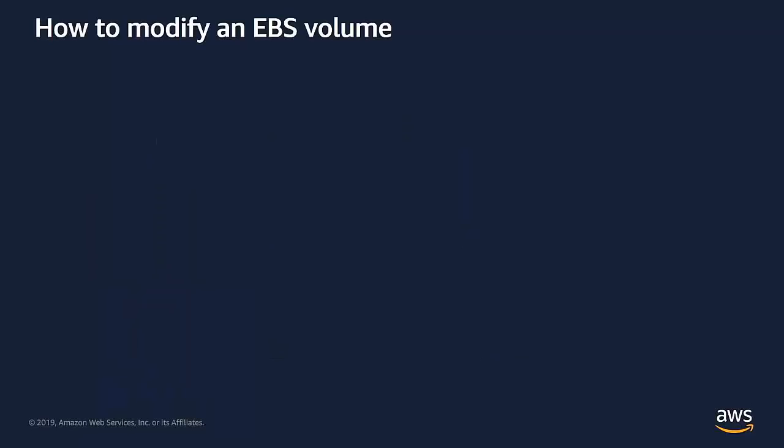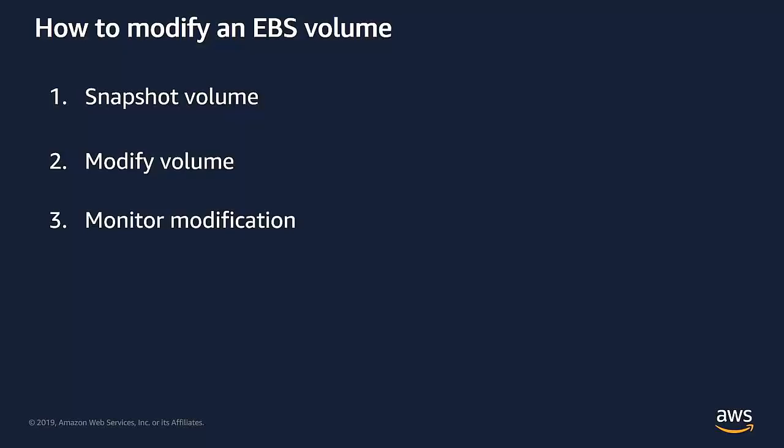Modifying a volume is straightforward. Although it's not required, we recommend taking a snapshot of the volume before you modify it. Then, you can modify the volume using the AWS Management Console or the AWS CLI or API. Depending upon the type of modification, it could take a while for the change to be fully completed. Once the modification is finished, you can extend the file system if the change involved increasing capacity. Let's walk through these steps in more detail.